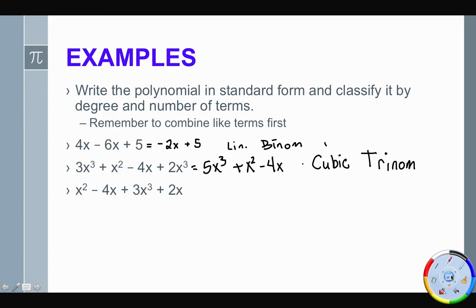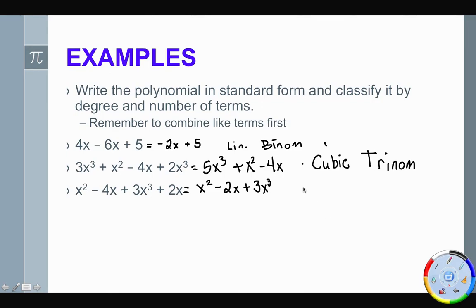Same kind of thing here. You can always pause this to make sure you get the right answer before I do it. I'm going to go ahead and combine like terms first. So I get x squared. I get a minus 4x and a plus 2x. That makes a minus 2x. And then I have my plus 3x cubed.